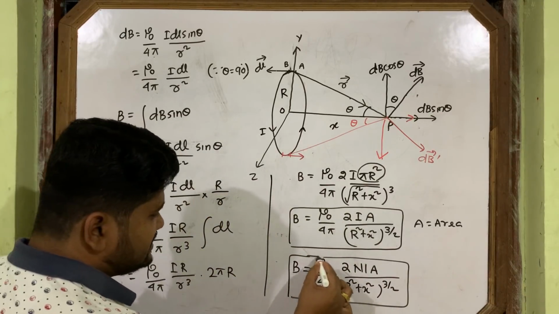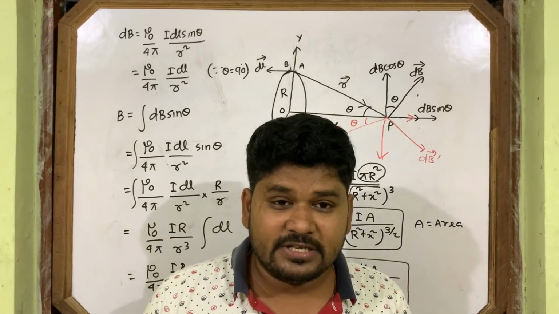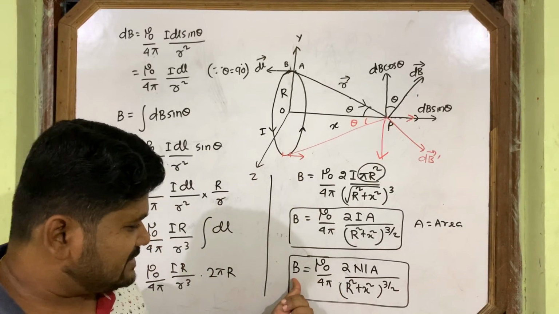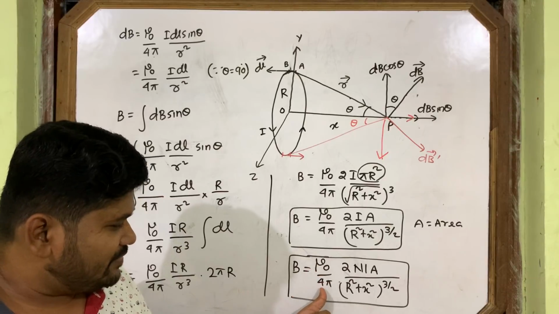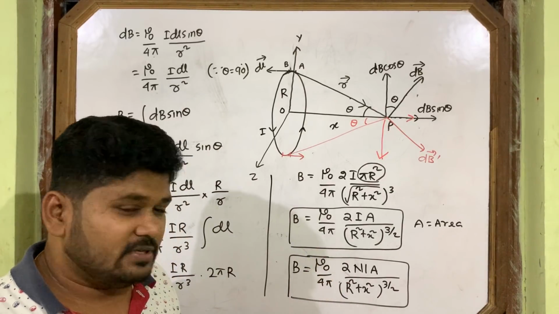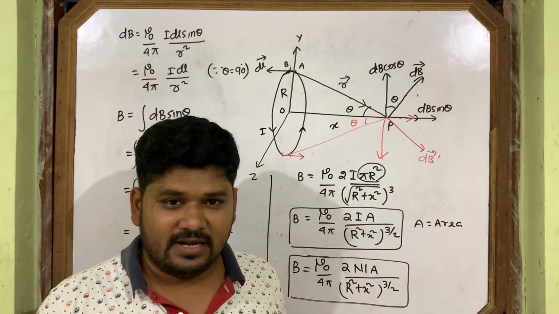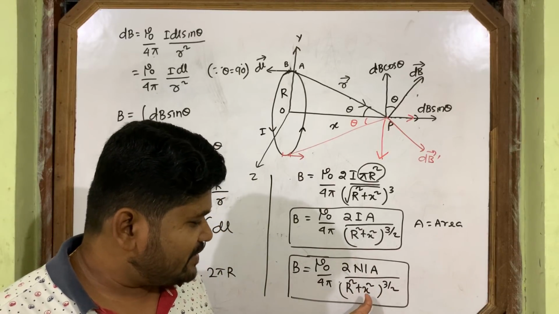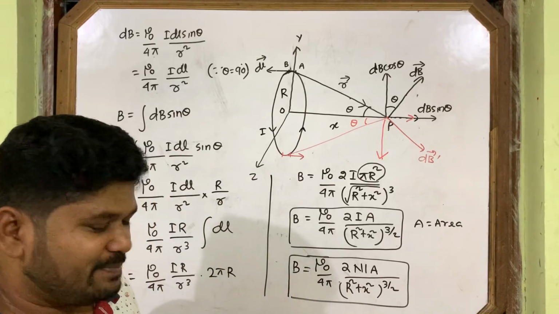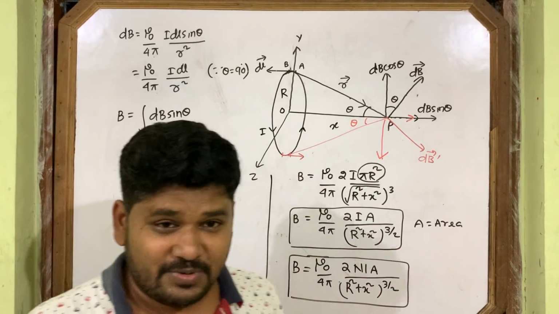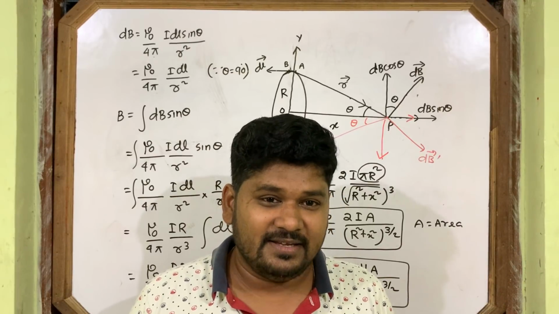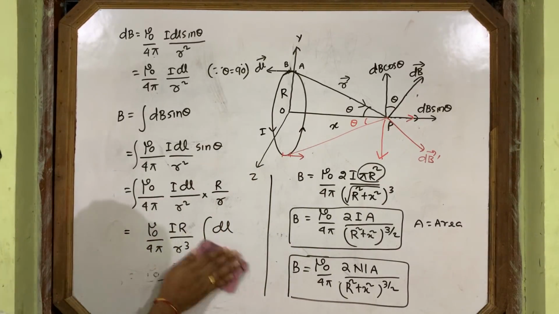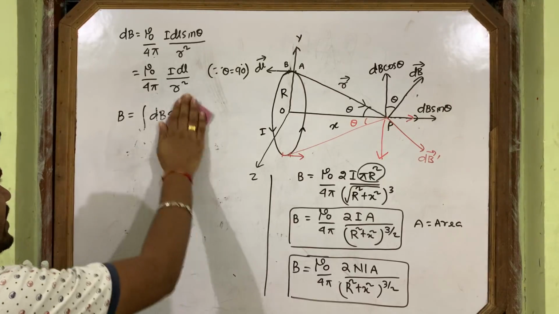You have to remember this expression of the magnetic field. How will you remember it? Very simple. I am telling you one trick: B is mu naught by 4 pi, which you will always remember, 2 NIA, mu naught by 4 pi, 2 NIA, divided by R square plus x square power 3 by 2. You just remember it like this. This is the expression of the magnetic field at any point on the axis of a circular coil.